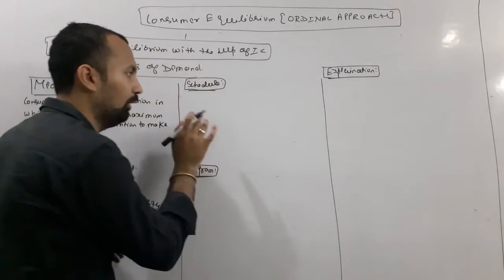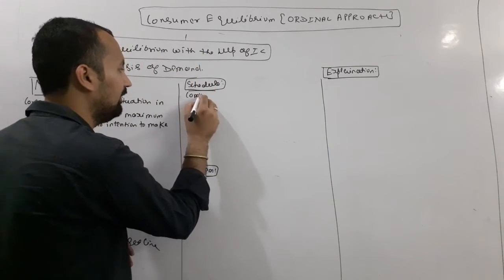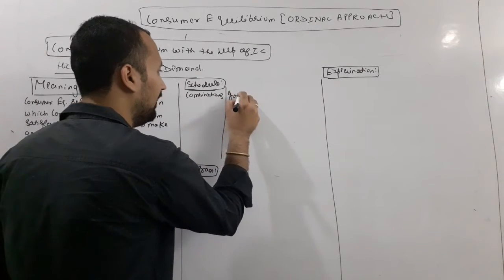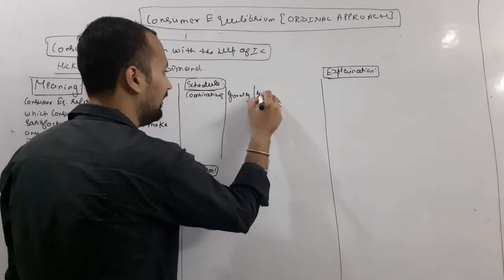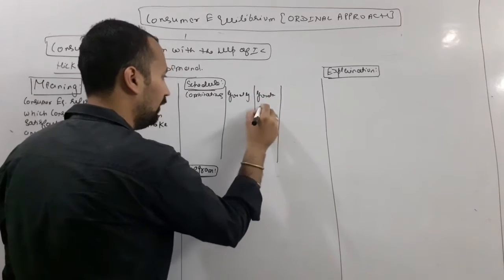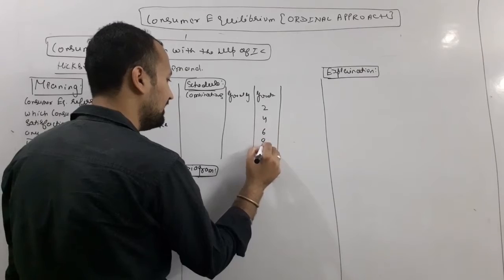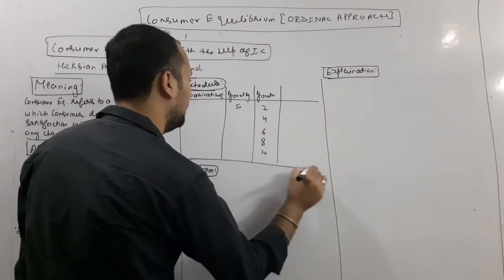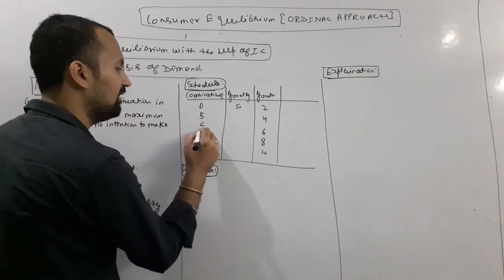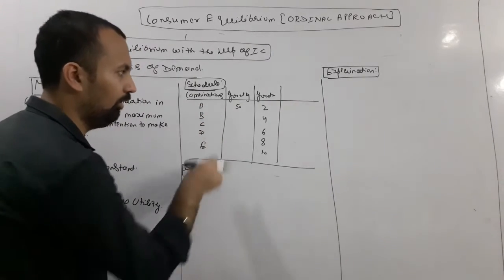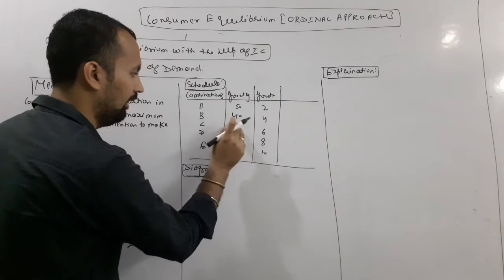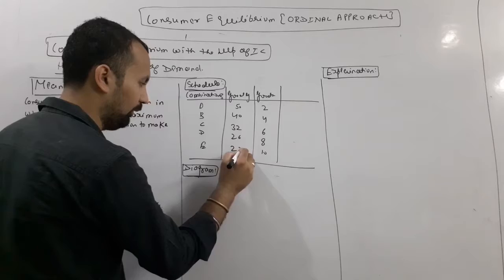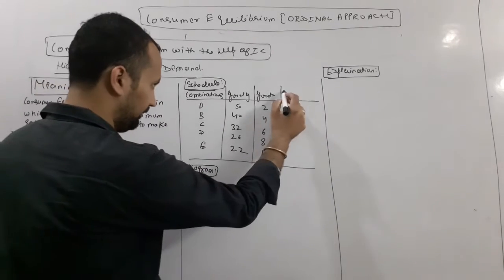Now next, starting with the schedule. This we have already done, that is combinations. Good Y, good X: 2, 4, 6, 8, 10. First value is 50. As we have already discussed in the last class how to prepare the schedule: 50 minus 10, 40. 40 minus 8, 32. 32 minus 6, 26. 26 minus 4, 22. This was the schedule.